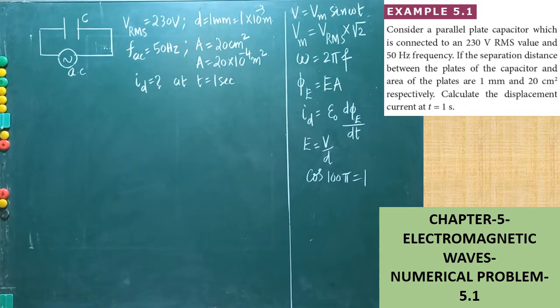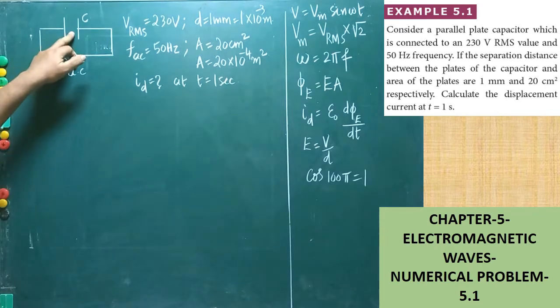Now we are going to solve the numerical problem number 5.1, which is given in page number 270. It's a very interesting problem. I would like to discuss the problem in a very serious manner because the formula which is required to solve the problem is not given in the textbook. First we have to derive, only then we are able to solve. First I will explain the problem.